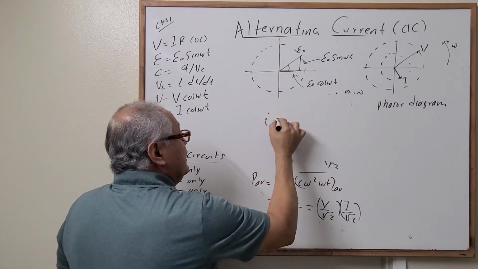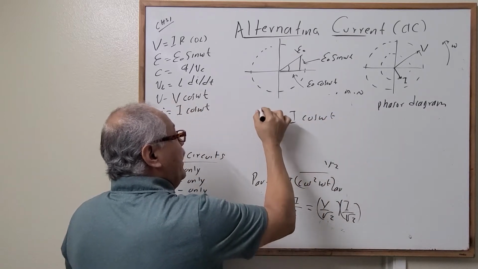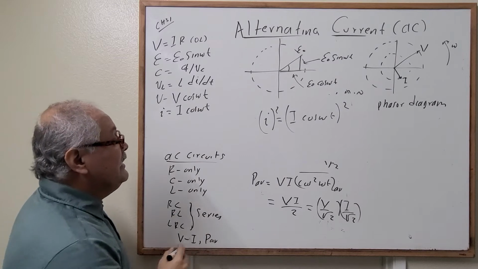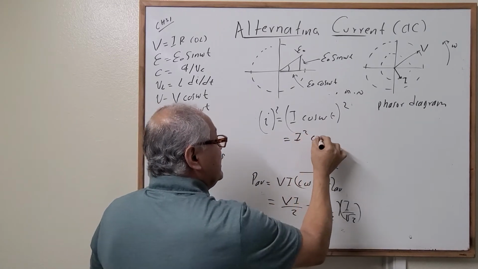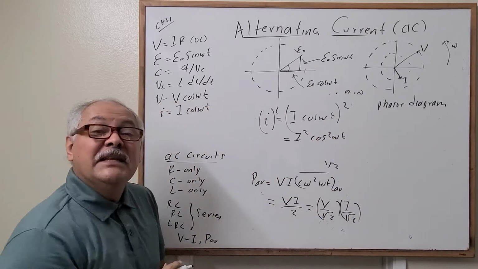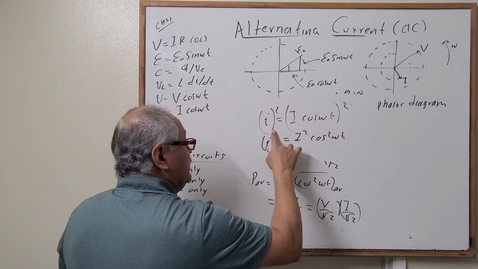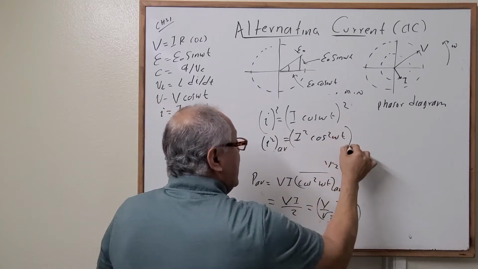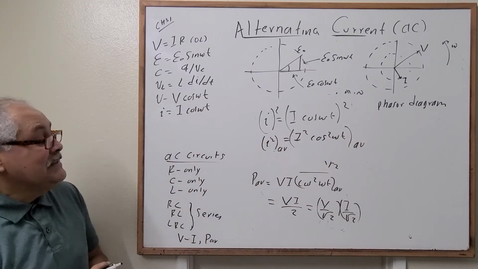So this is current equals to maximum cosine omega t. Let's square both sides. And then what do we have? Well, this is equal to current squared times cosine squared omega t. Now let's take the average of these two sides.